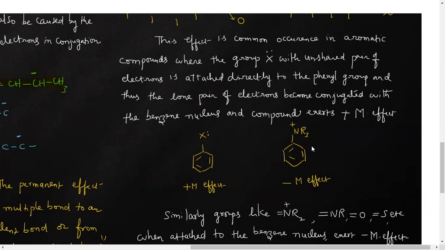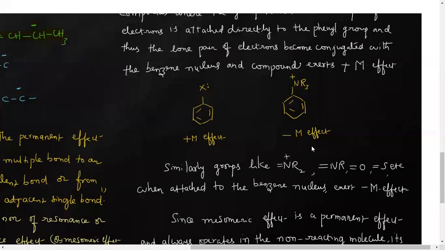From that, the electron pair will be shifted towards the benzene nucleus. That means the electron pair is shifting away from the atom, so that is the positive effect. And towards the atom, if you observe the negative mesomeric effect, the minus M effect, in the second structure. Similarly, groups like NR2 plus, NRO, double bond S, etc., when attached to the benzene nucleus, will definitely exert a minus M effect.